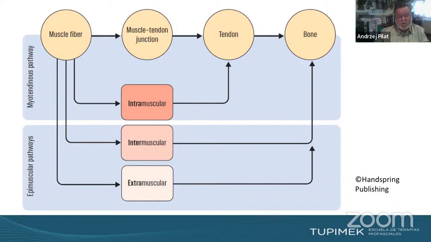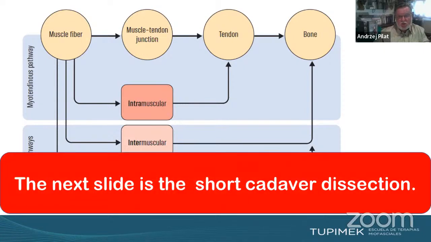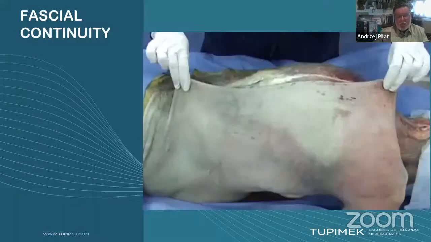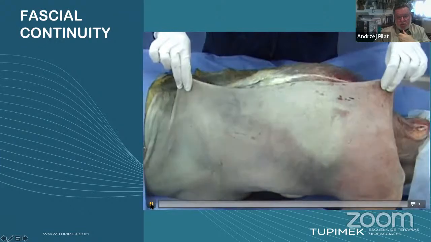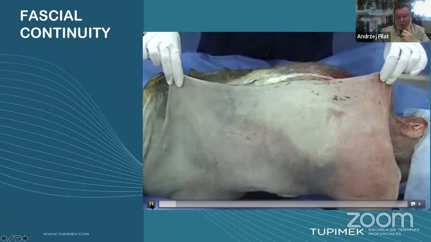Please observe now this observation. The next slide is a short cadaver dissection. It's not morbid, but maybe too strong for somebody. This is my observation, and I would like to show you that we have absolute continuity of the fascia along our whole body and at different levels of construction. This is the back, after the dissection, of course, one day of anatomical work.